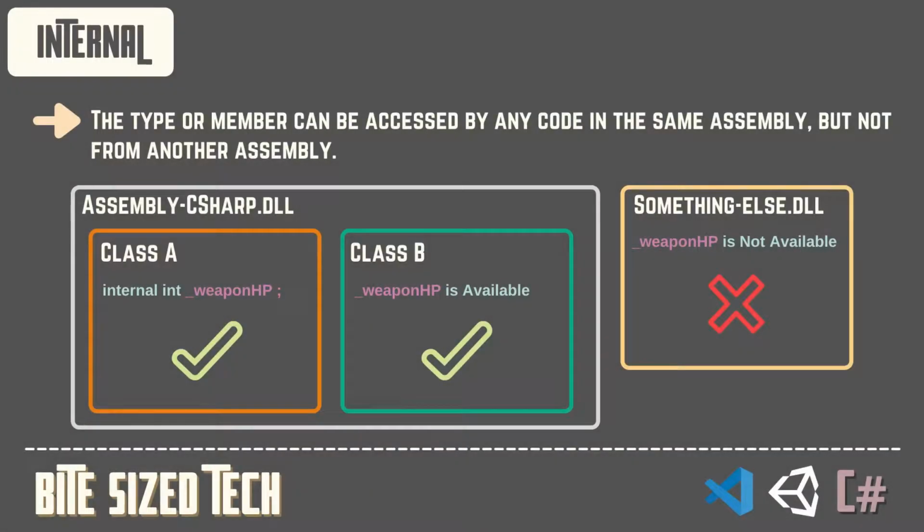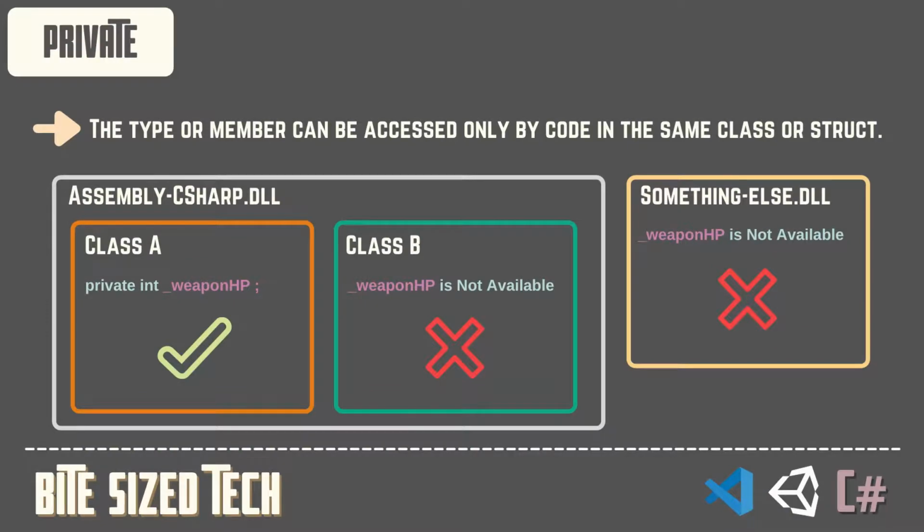Next is internal, which will allow the type or member to be accessed by any piece of code that is part of the same assembly, but will not allow code from scripts that are part of a different assembly to access this type or member. If you are using the default settings in Unity, then in practice you will see no difference between public and internal, as by default all your game scripts will be part of the same assembly. After that we have private.